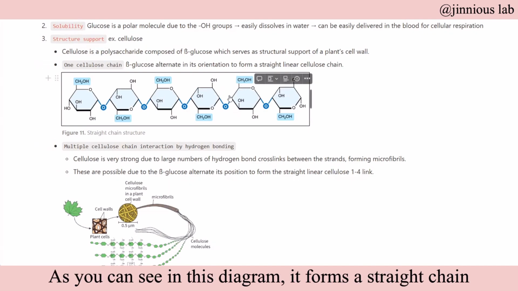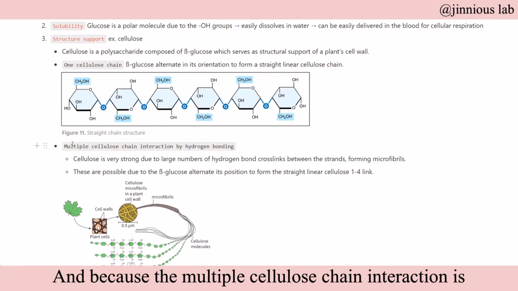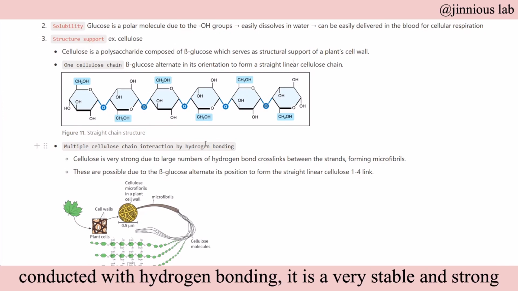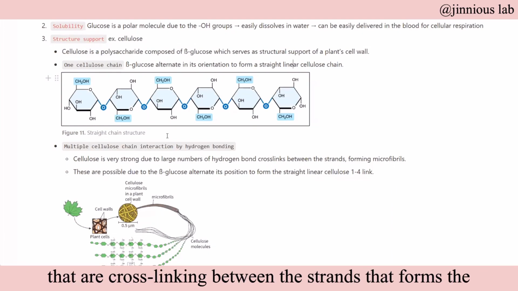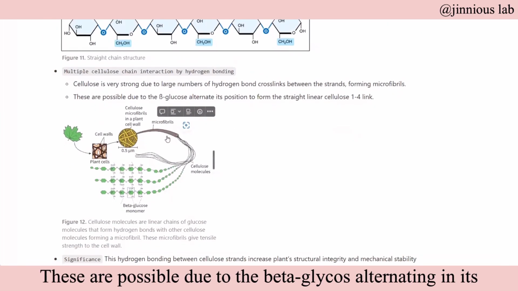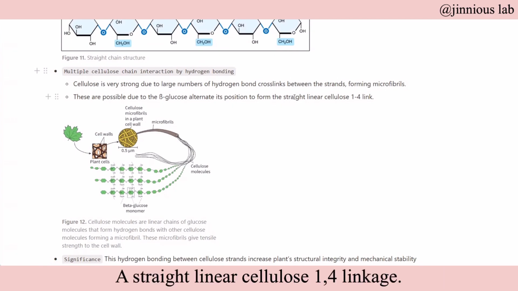As you can see in this diagram, it forms a straight chain structure, and because the multiple cellulose chains interact through hydrogen bonding, it is a very stable and strong bond. Cellulose is very strong due to the number of hydrogen bonds that are cross-linking between the strands that form the microfibrils. These are possible due to the beta-glucose alternating in its positions from a straight linear cellulose 1,4 linkage.